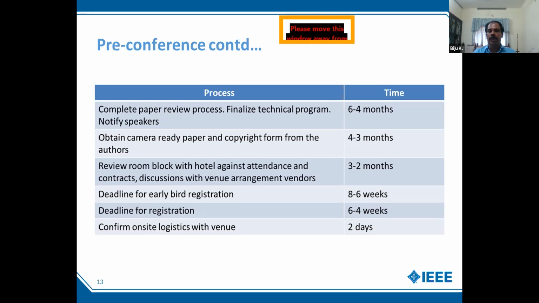Then after that, you can have the on-site logistics arrangement and venue arrangement. These are very important, these venue arrangements. I will come to that later.